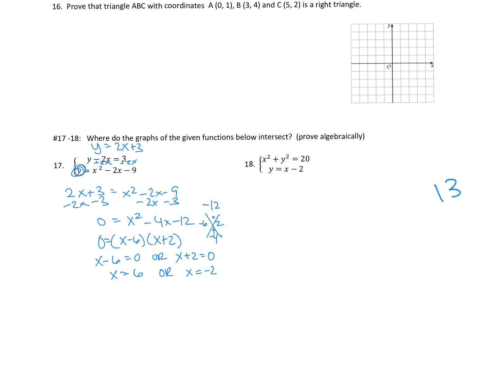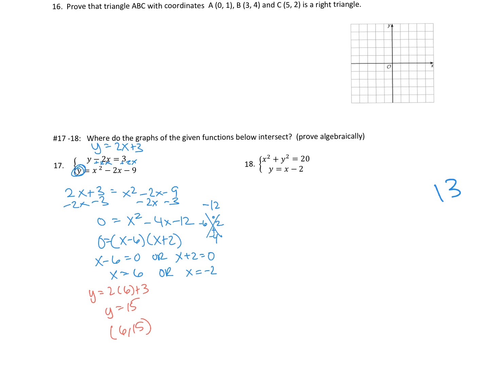Now I need to find the y coordinates that go with those two intersection points. You could plug it back into either equation in the system. I'm going to use the linear equation. So I get y equals 2 times 6 plus 3, y equals 12 plus 3, or y equals 15. So it looks like (6, 15) is an intersection point.